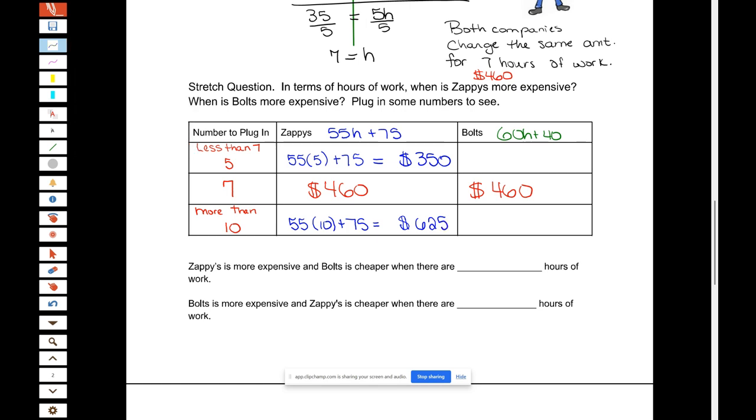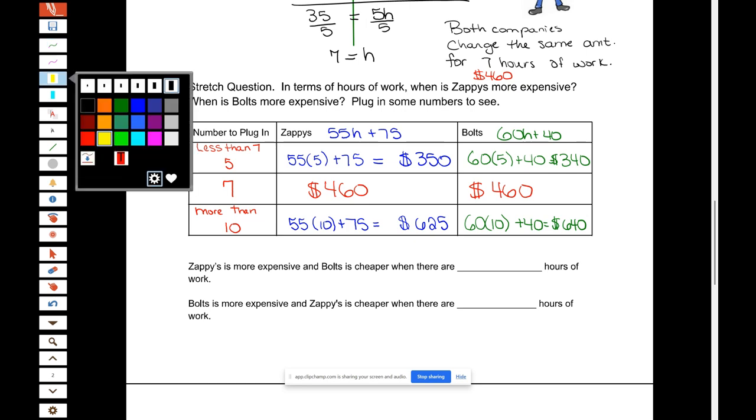Let's go do Bolts. 60 times, and I'm using 5 as the example. No, I'm sorry. I'm putting in 10 into 60 times 10 plus 40. Let's see what we get for these. 340. And 600 plus 40 is 640.